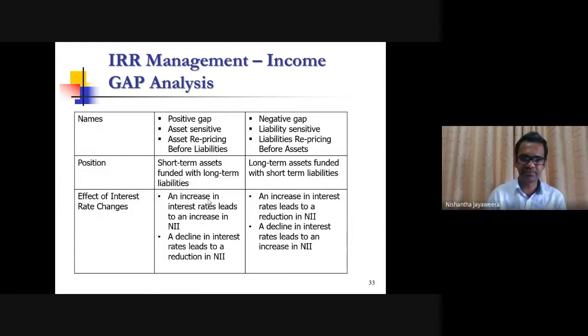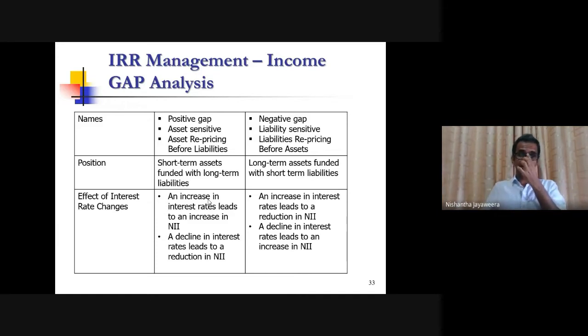So this table summarizes it. Whatever name we use, positive gap, or we can say an asset sensitive balance sheet, that means assets are repriced very frequently. So your interest income is sensitive to the assets. The other one is negative gap, that is liability sensitive. That means liabilities are repriced more frequently, or at a higher frequency. So that's what happened.